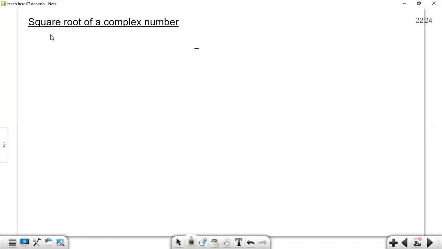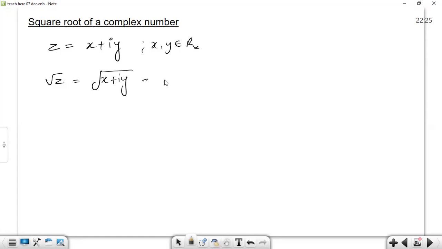So let us say we have to find the square root of a complex number x plus iota y, where x and y are real numbers. The square root of a complex number will also be a complex number. So let's consider that complex number to be a plus iota b.